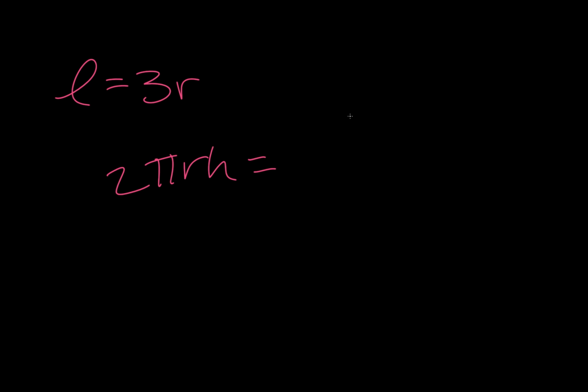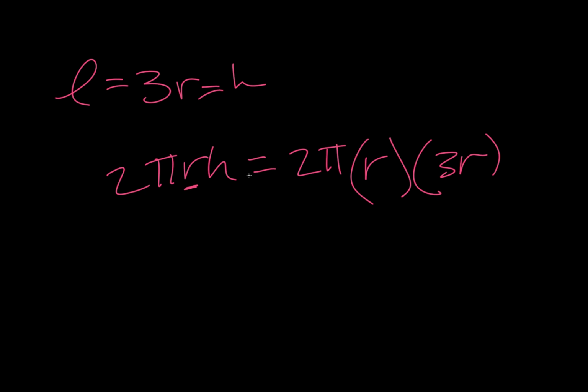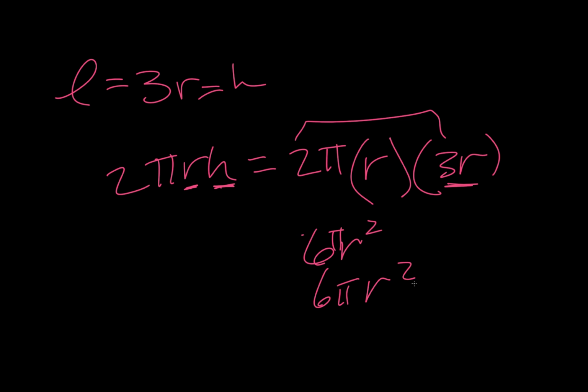And that, when we use the values we have, would be 2 pi. And then, length is the same as height, right? So 2 pi r, and then times 3r for the h. So I'm still using this r, but then I'm changing this h to a 3r. And so that's going to be 2 times 3, which is 6. And then r times r is r squared. And then we have a pi in there, so just write it 6 pi r squared. And that would be meters squared.